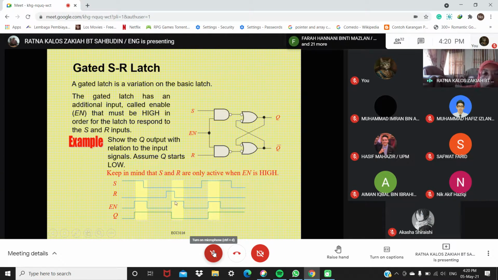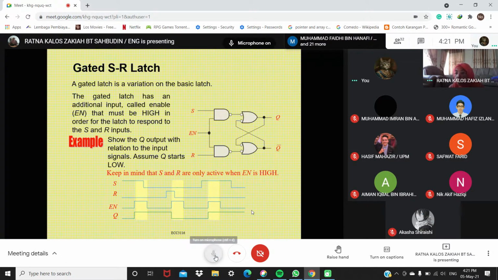At this point, reset is high. So reset is high, it becomes low until the next clock time here. And this part is when set is high, so Q will be high, and so on. Faham tak?